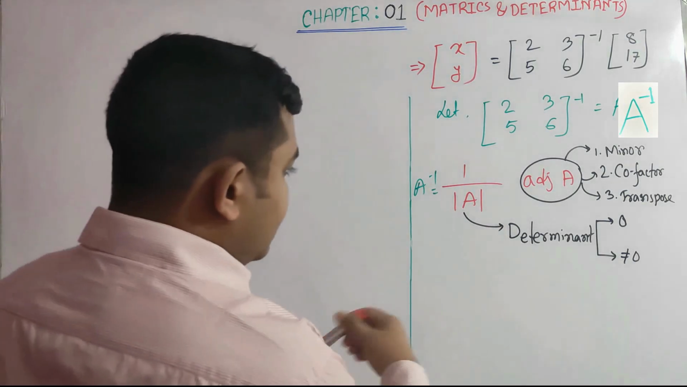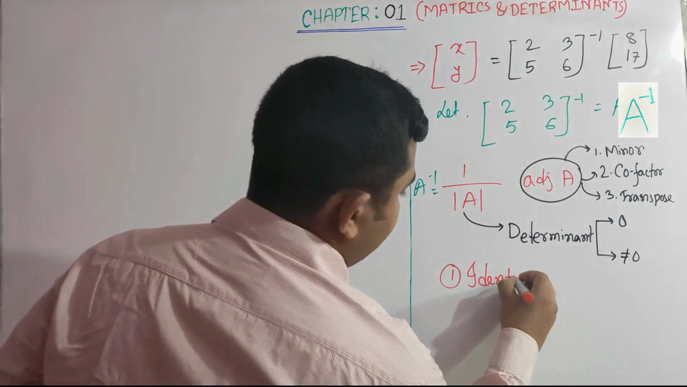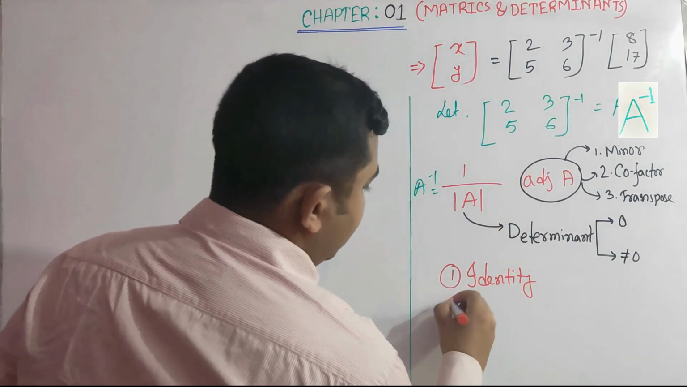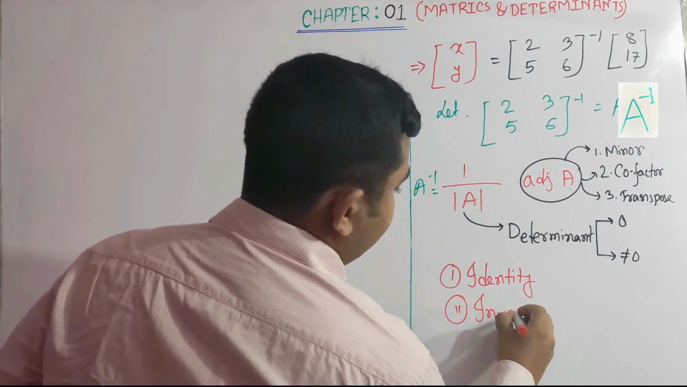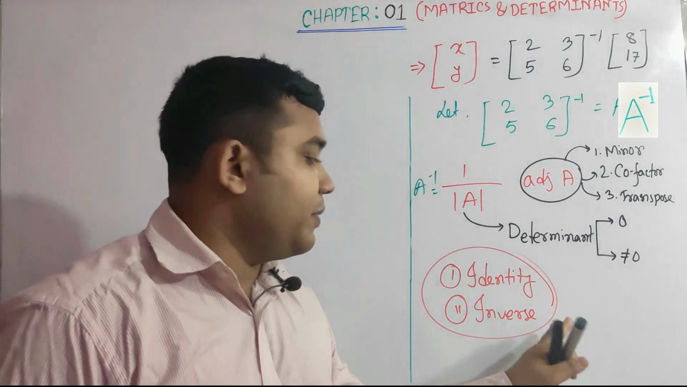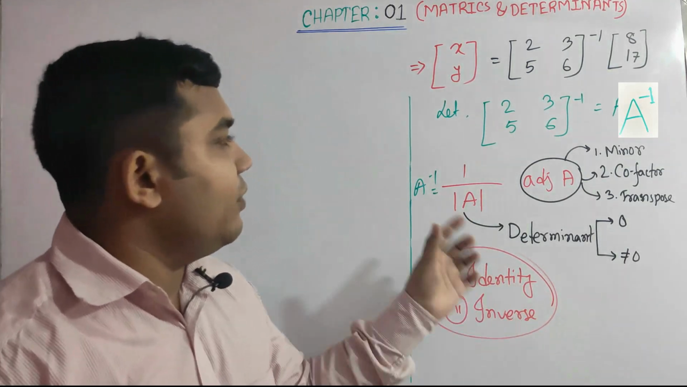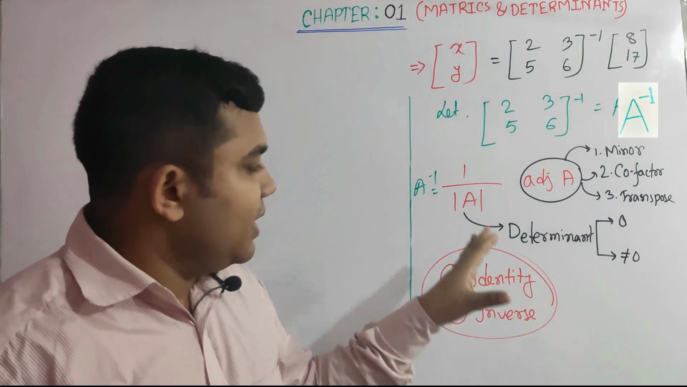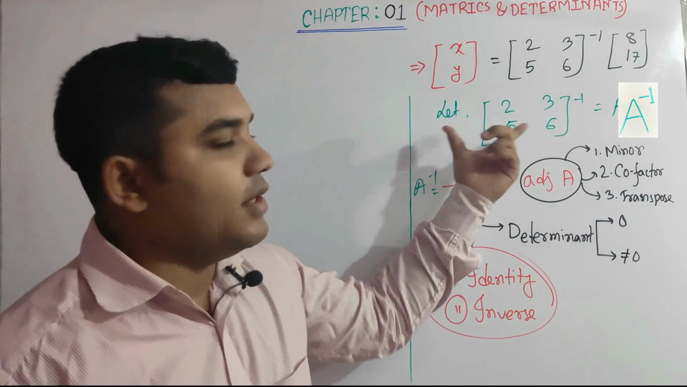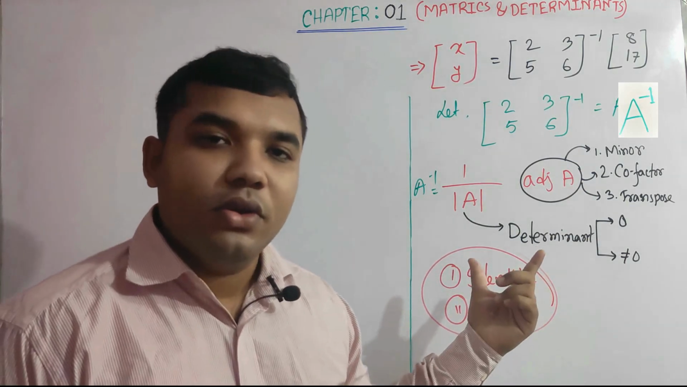That is, one is the identity of a matrix, and another thing is the inverse. Identity of a matrix and inverse of a matrix, we have to have these two parts clear when we are thinking of the inverse matrix. It will be discussed when we are talking about the inverse matrix or finding the inverse matrix. This is the basic idea we need to have.